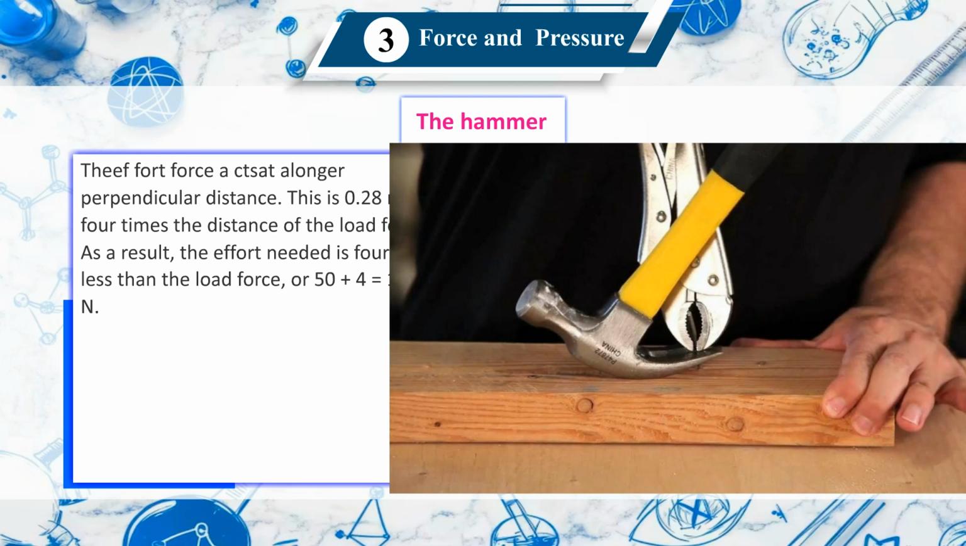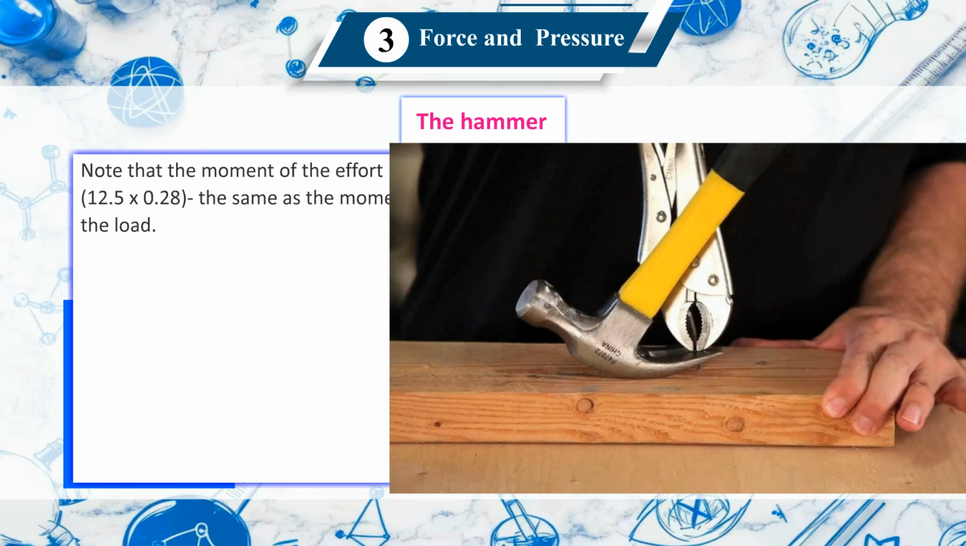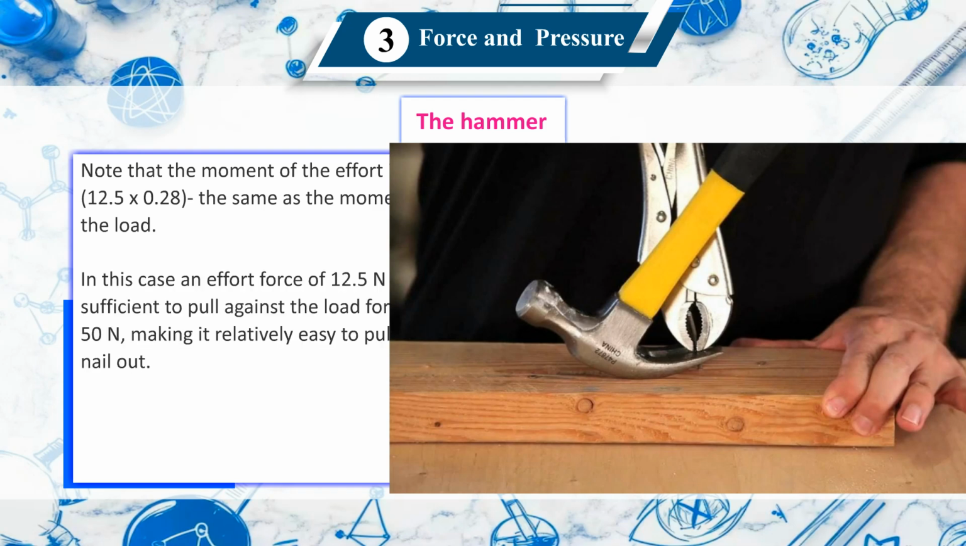As a result, the effort needed is 4 times less than the load force, or 50 divided by 4 equals 12.5 newtons. Note that the moment of the effort is 3.5, 12.5 multiplied by 0.28, the same as the moment of the load. In this case, an effort force of 12.5 newtons is sufficient to pull against the load force of 50 newtons, making it relatively easy to pull the nail out.